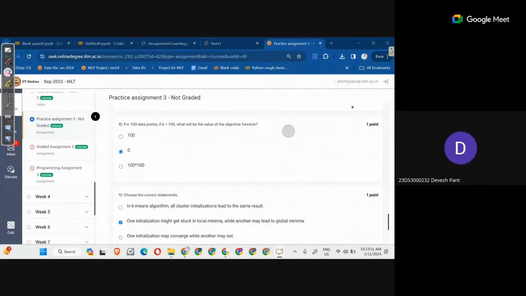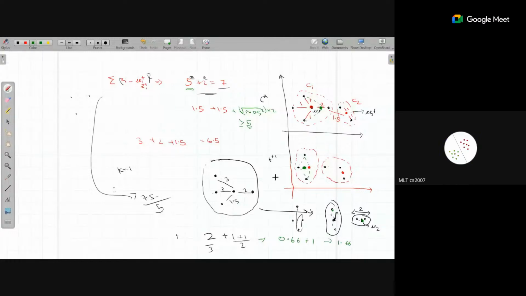Sir, could you please show that slide again in which you have scribbled something? So what was this 7.5 by 5? Okay, so I am taking the average. Here, what we are saying is the distance of all points from here, the centroid.